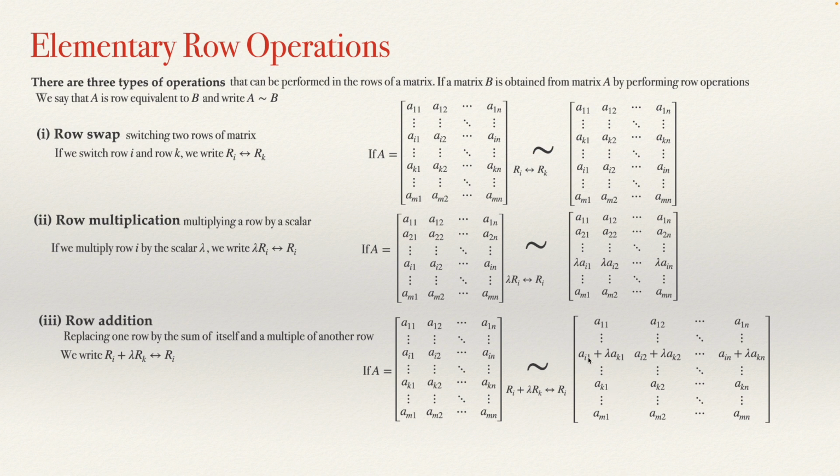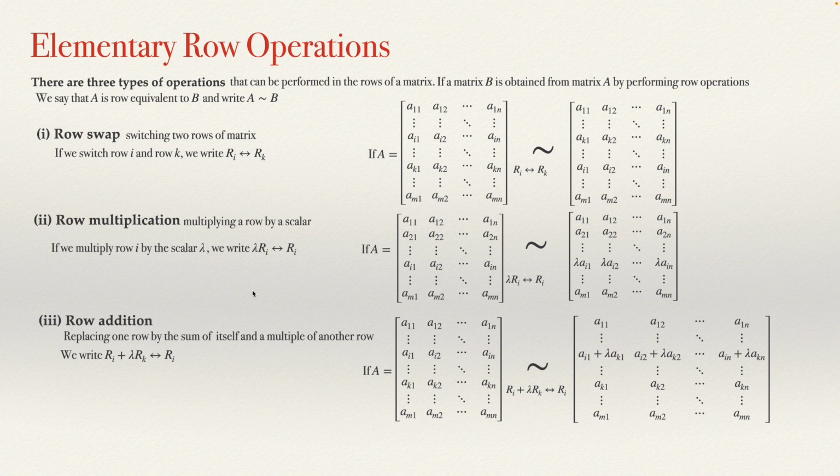For example, the first element will be the first element of row I plus lambda times the respective element in row K. The second element of this row will be the second element plus lambda times the second element of row K. And so on. Every element will be substituted by the same element plus lambda times the corresponding element in row K. That will be the operation, the row addition. So we'll be adding to a row another row that has been multiplied by a number.